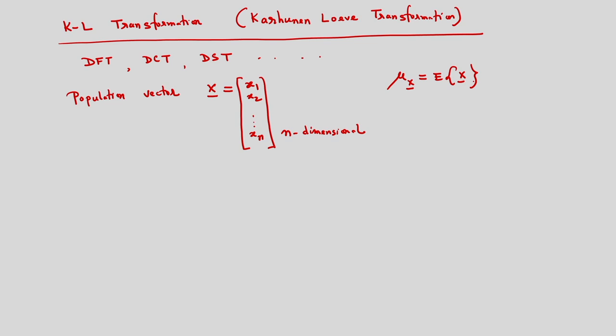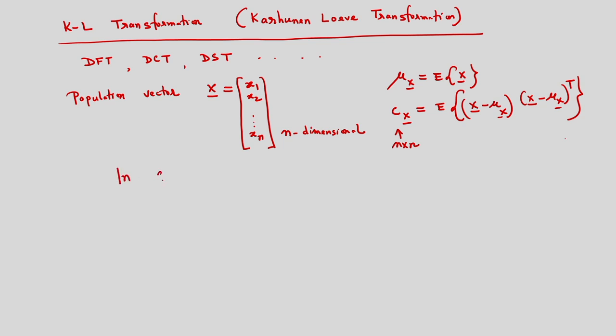So from this I can determine the mean of the vector x, and also I can determine the covariance matrix of the population vector. The size of this covariance matrix is n cross n. That is nothing but the expected value of (x minus mu x)(x minus mu x) transpose. So we can determine the covariance matrix like this. So it is an n by n matrix.